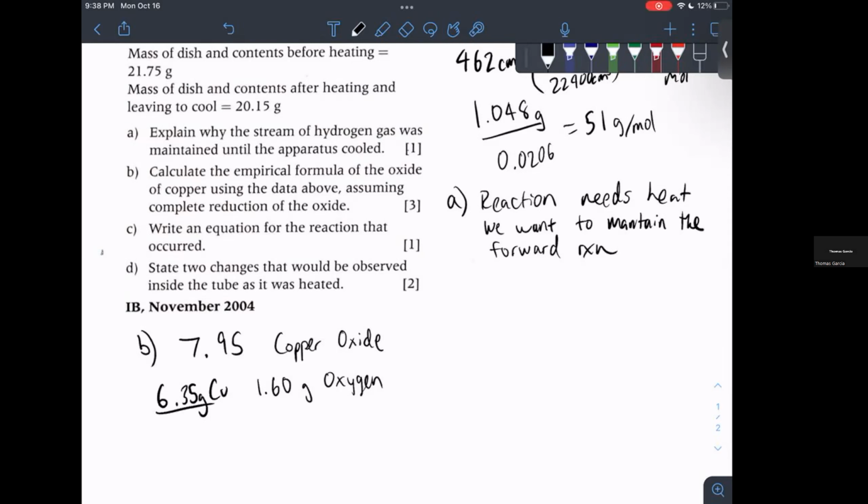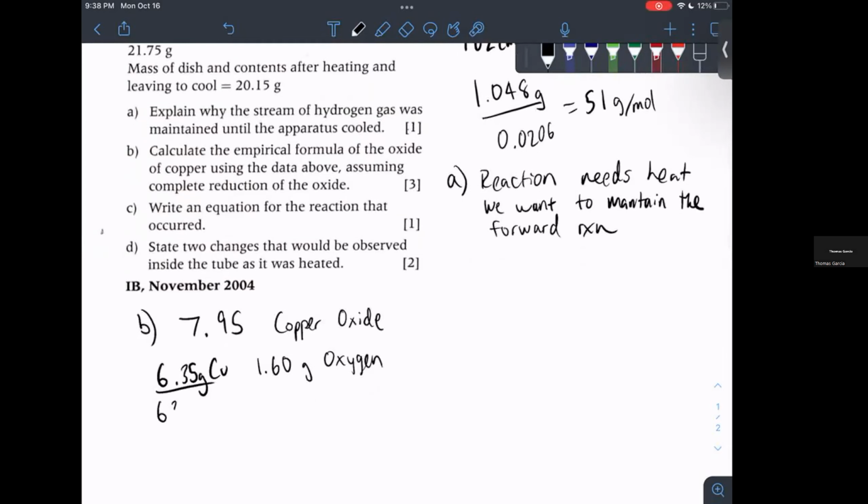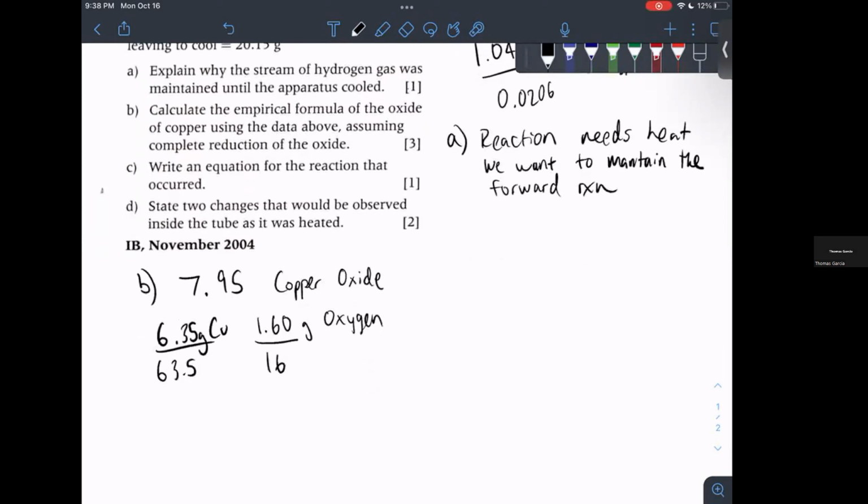And then what we're going to do is divide those by their molar masses. So this is going to be divided by 63.5, and this is going to be divided by 16. Oh, wouldn't you know, this becomes 0.1, and this also becomes 0.1 mole, which means that we have 1 Cu for every 1 oxygen. So it's CuO. The empirical formula of our copper oxide is 1:1 CuO.